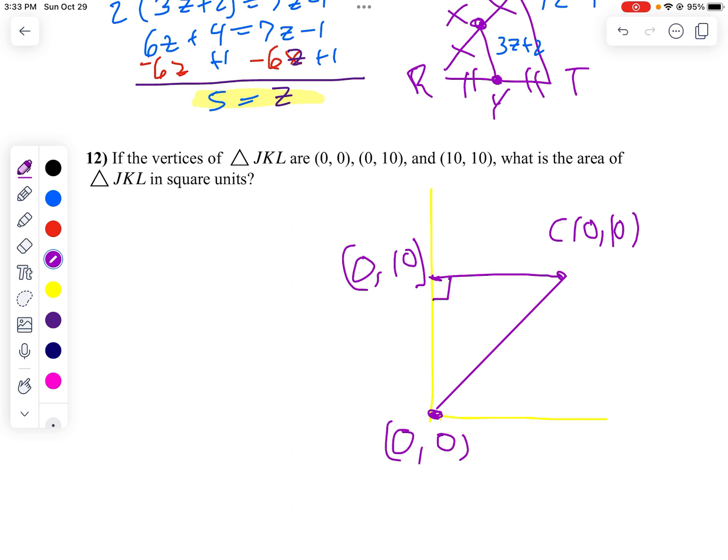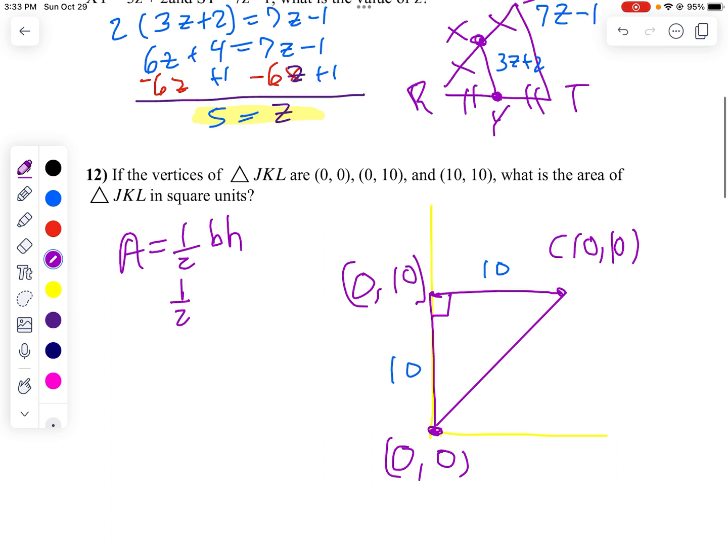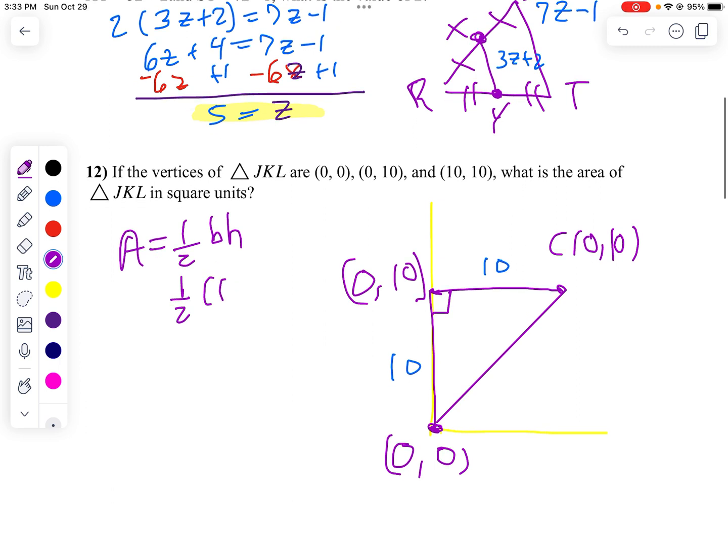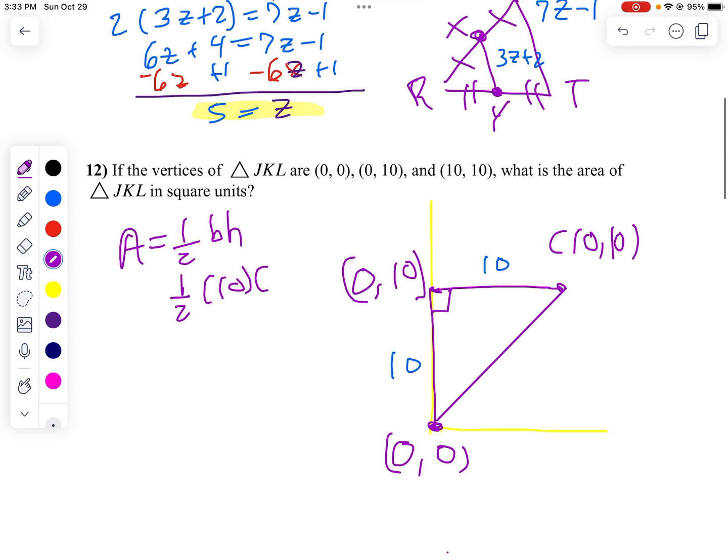And I want to find the area. Well, the nice thing is I know a vertical line and a horizontal line are going to be perpendicular, so there's my base and height. My height is 10. My base is 10. So to find the area, 1/2 base times height. You should have this memorized at this point. So 1/2 times 10 times 10 will be 50. And it's in square units, so I'll write units squared here. And so there's our answer for number 12.